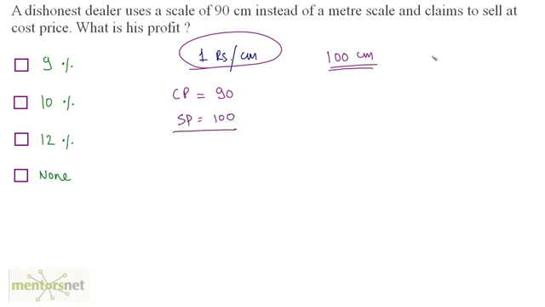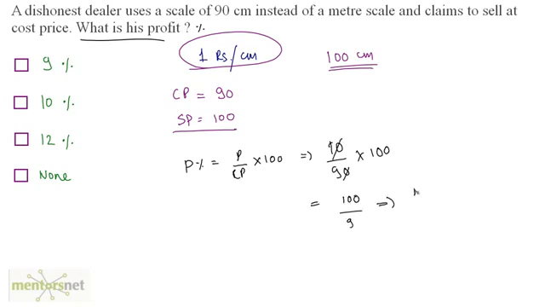Now what is asked is the profit percentage. We know the formula: profit percentage is equal to profit upon the cost price times 100. Profit is selling price minus cost price, which is 100 minus 90, which is 10, upon the cost price 90, times 100. These zeros get cancelled out. We have 100 divided by 9, and that is 11 point something. So this answer is not in our options. So our correct answer is option D.